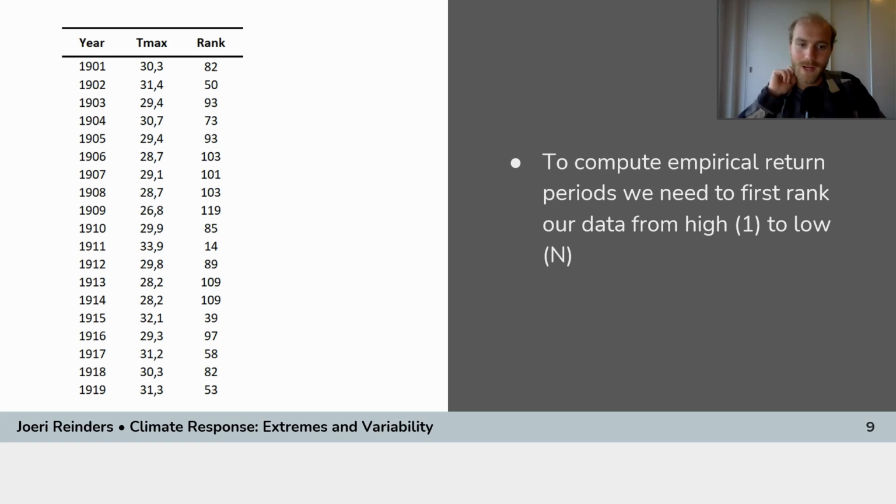You can, for example, already see that 28.2 in 1913 has a very low rank, it's 109, whereas a higher rank is, for example, 1911, almost a 34 degrees value, which is a rank of 14. It means also that there are 14 more ranks.